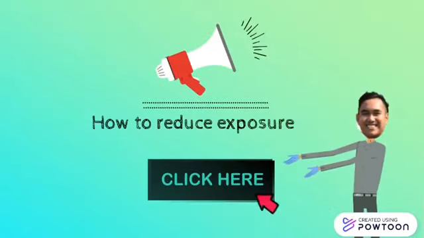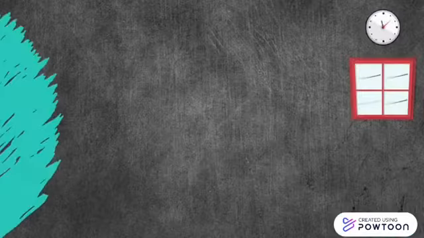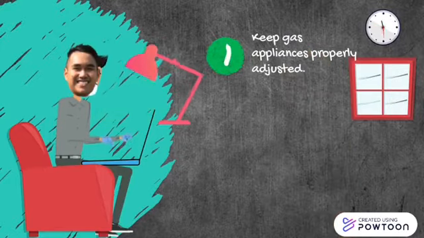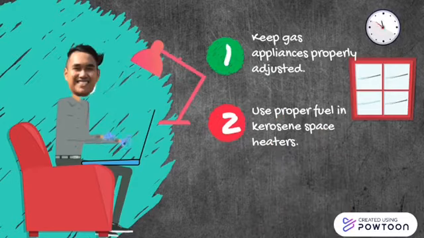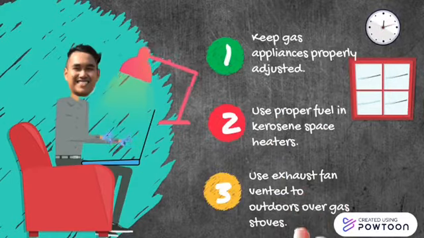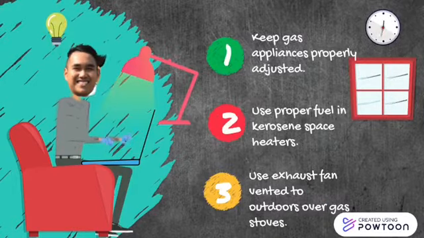How to reduce exposure to carbon monoxide? First, keep gas appliances properly adjusted. Second, use proper cool-burning, vented space heaters. Third, use an exhaust fan vented to the outdoors over gas stoves.